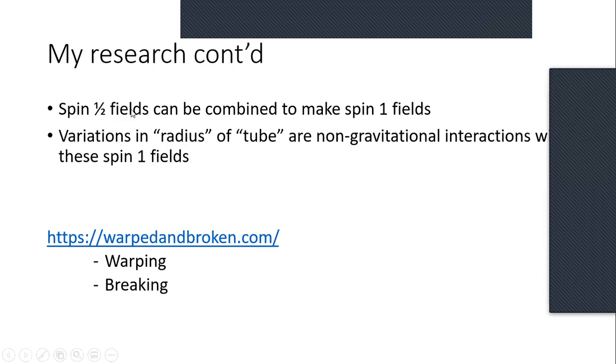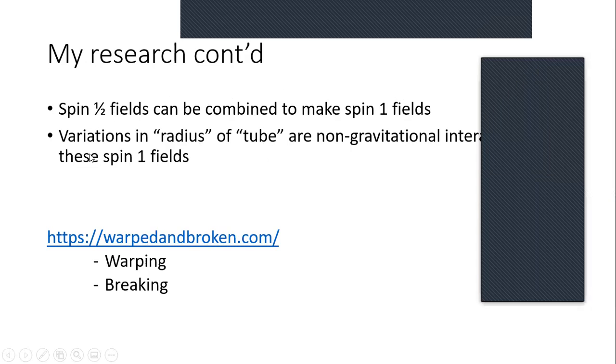And the spin half fields we were talking about, the matter fields like electrons and quarks, can be combined to make spin 1 fields. And then the variation in the radius of the tube that I was talking about, this change in the curvature, are the non-gravitational interactions with these spin 1 fields made from the spin half fields. So that's what my research is about in outline.